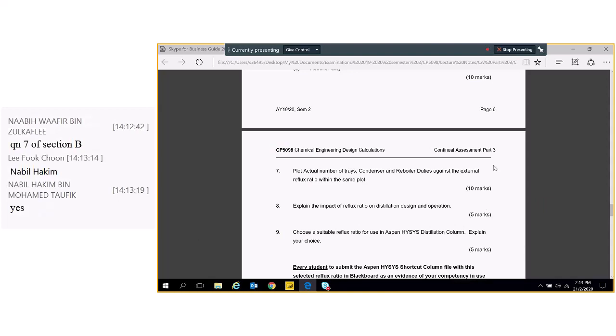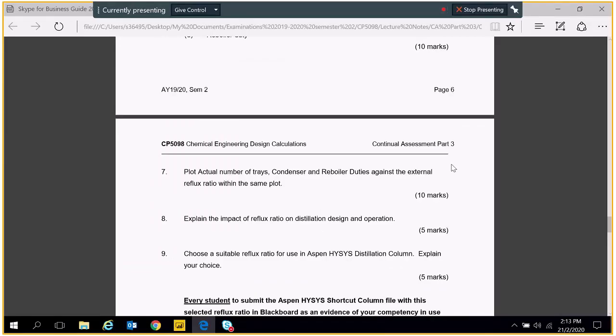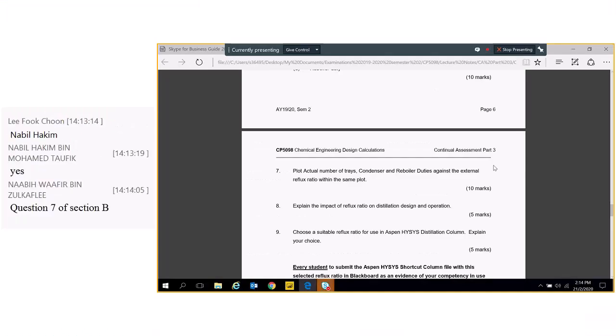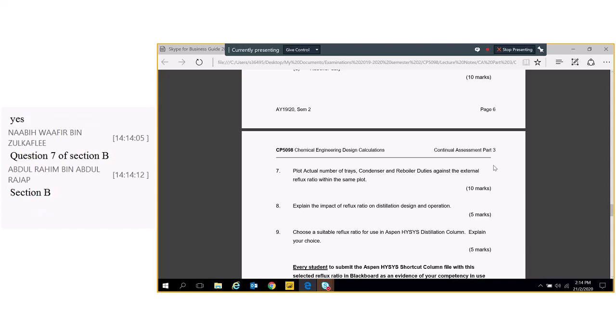Okay, you're asked to plot actual number of trays, condenser, and reboiler duties. Now you find that in your Aspen results, your condenser answer is negative. A reboiler is a positive number. Ignore the negative number for condenser. Negative means heat is taken out from the fluid. Positive means you're adding heat to the fluid. So when you do the plotting, don't put in positive, negative. Treat the heat duty for condenser as it is.